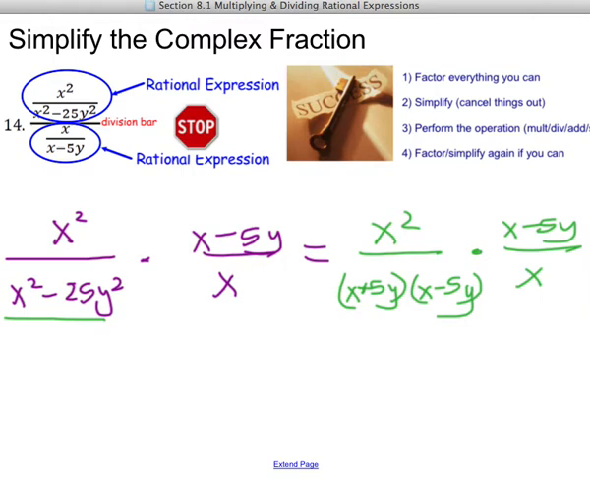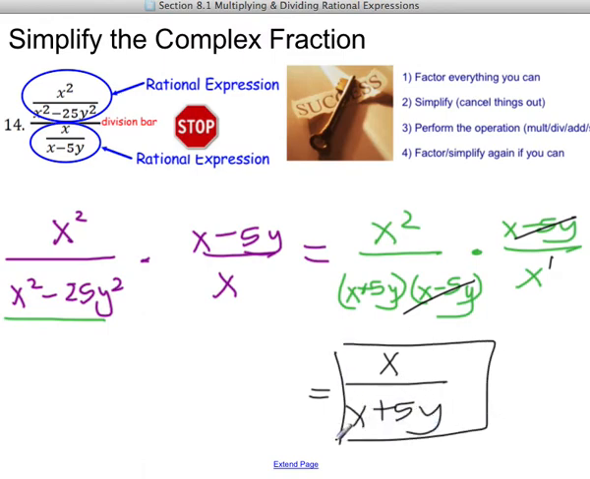Now I go ahead and cancel x minus 5y's. Those will cancel. Then I have x squared and x. This is really x to the first. So we always bring the smaller to the larger, so I will have 2 minus 1 in my numerator, so I will just have x over x plus 5y. And there is my final answer for example 14.